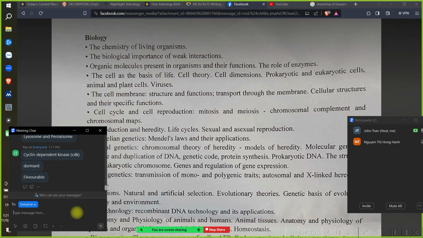When the environment is not favorable, what will happen? Conducive. The cell will decide to stop its reproduction, and the cell will go into the G0 state until the environment around the cell is favorable again for reproduction. Then the cell will continue its interphase.